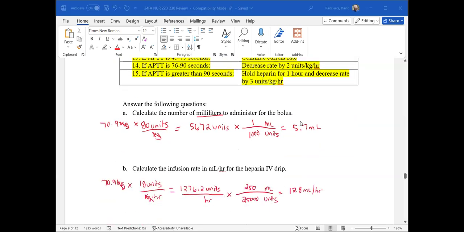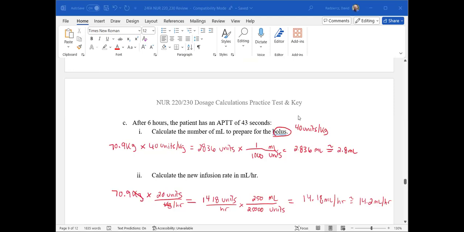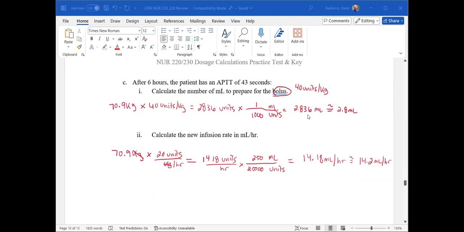And then I'm just going to leave it at that because I want you to practice the other one. But basically, you'll see here that I took the same patient weight, 70.9. This time I multiplied by 40 units per kilogram to get these units, and then divide by 1,000 because that's my bolus dose strength, with a final answer of 2.8 milliliters. So, I'm just trying to shortcut and show you what we did for this scenario.